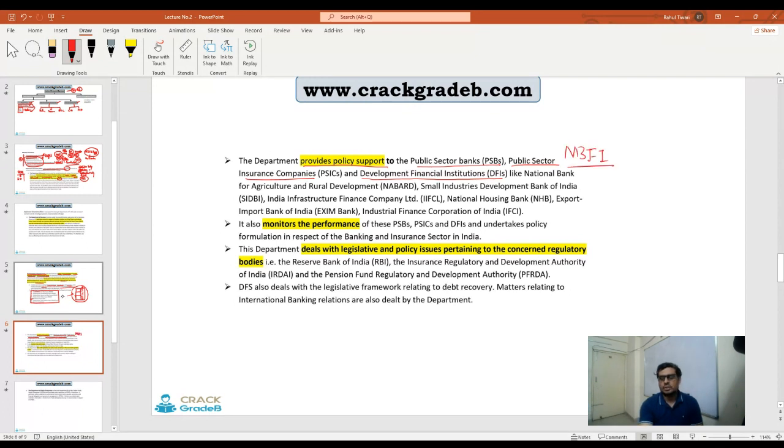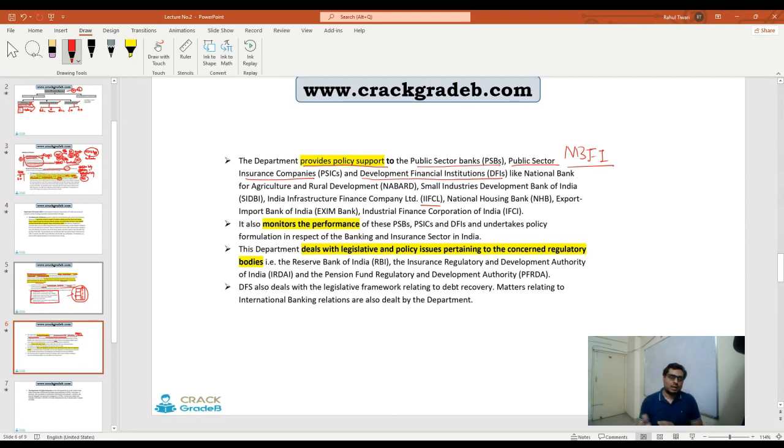NBFIs, non-banking financial institutions, and they are also called development financial institutions, like NABARD, Small Industries Development Bank of India, India Infrastructure Finance Company Limited, National Housing Bank. So all these development financial institutions in India, providing them policy support and tracking their performance is the responsibility of the Department of Financial Services. So for the banking system, for the financial system, it is the most important department.